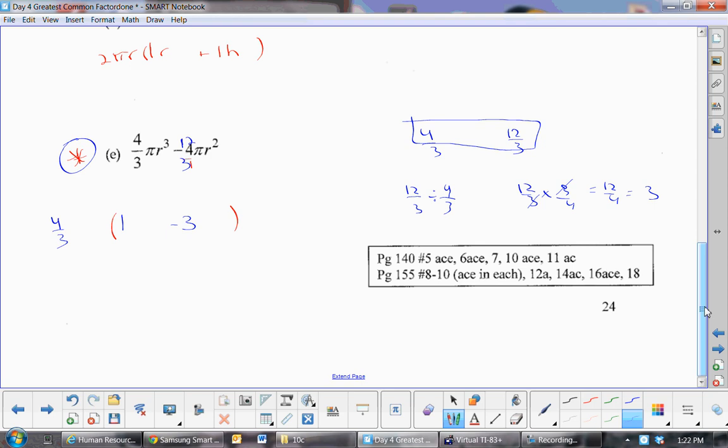Now what else? I can take out a pi out of everybody. Take out a pi. Okay, if I take out an r squared, 1r minus 3. Okay. So this one's a tough one because of the 4/3.